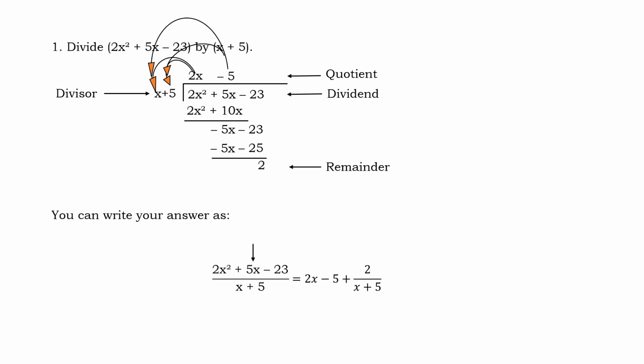So from there, our 2x squared plus 5x minus 23 is our dividend. And our x plus 5 is the divisor. And then after that, we have the quotient, which is equal to 2x minus 5. And then the remaining term, which is equal to 2 all over x plus 5, is our remainder.